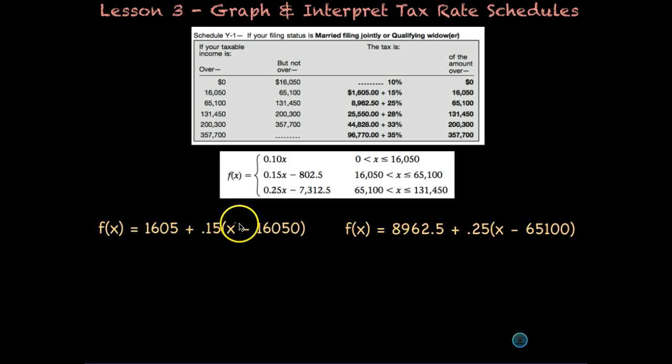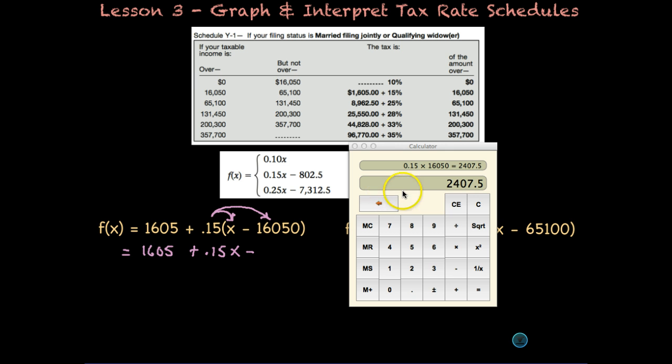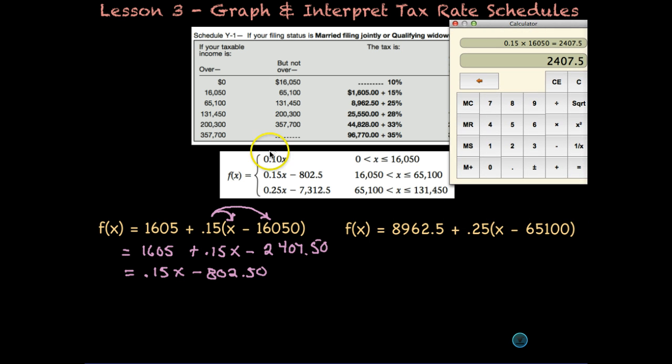They're easier to graph. In order to put them in that form, we just need to distribute to get rid of the parentheses, and then we'll combine like terms. If we distribute, then we would take 0.15 times our x, then we would take 0.15 times negative 16,050. If we put that in our calculator, we get 2407.50. Our final step would then be to combine our like terms, the 1605 and the negative 2407.50. So if we do that, we're left with 0.15x minus 802.50. And that's the equation that we have here. So you can see then that we have the exact same equation.